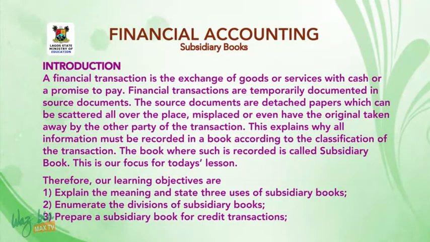Introduction. A financial transaction is the exchange of goods or services with cash or a promise to pay. Financial transactions are temporarily documented in source documents. The source documents are detached papers which can be scattered all over the place, misplaced, or even have the original taken away by the other party of the transaction. This explains why all information must be recorded in the book according to the classification of the transaction. The book where such is recorded is called subsidiary book. This is our focus for today's lesson.